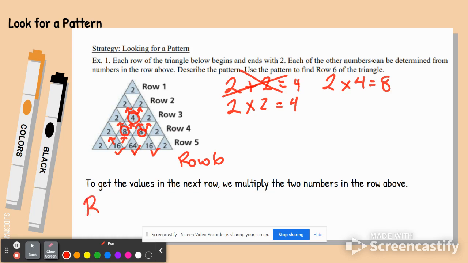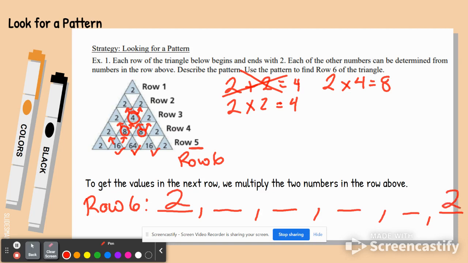So for row 6, I know that the first and the last numbers are going to be 2. I also know that the number of numbers is the same as the row number. So in row 5, I had 1, 2, 3, 4, 5. So I'm going to have 6 numbers in row 6. Let's make enough room there. There we go. So I already said the first and the last number will be 2. And then here's my job. I've got to find what those adjacent numbers would be.